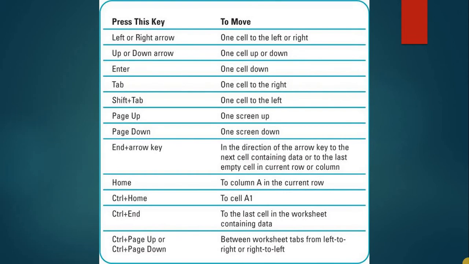Next, Home key. Home key is used to move to the first column in the current row, that is column A. Next, Control plus Home is used to move to the first cell, that is A1. And Control plus End key is used to move to the last cell in the worksheet. Control plus Page up or Page down is used to move between worksheets from left to right or right to left. And finally, Alt plus Page down or Page up keys are used to move one screen right or one screen left. These are the shortcut keys to move around in a worksheet.